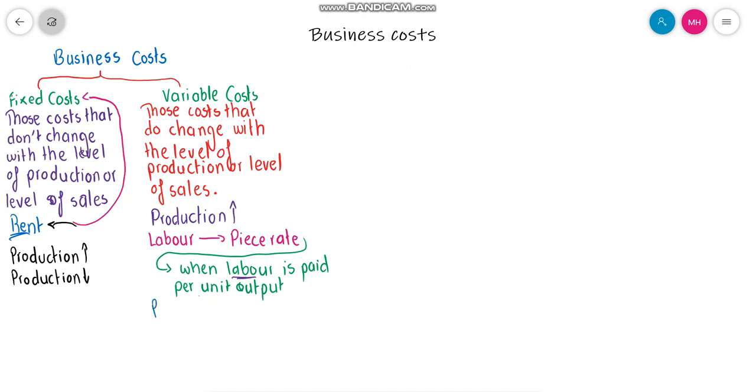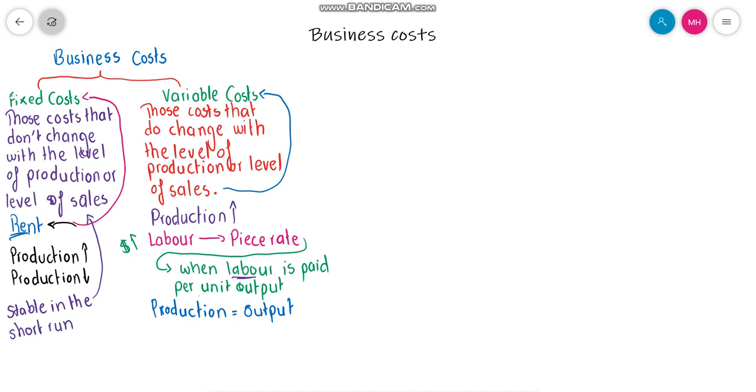Production is therefore linked with output. And for this specific period of time, they will have to pay more, so the variable cost goes up. So it depends. Variable costs are not stable, and fixed costs are also not stable. They're stable in the short run.